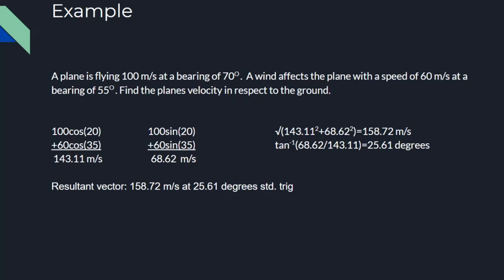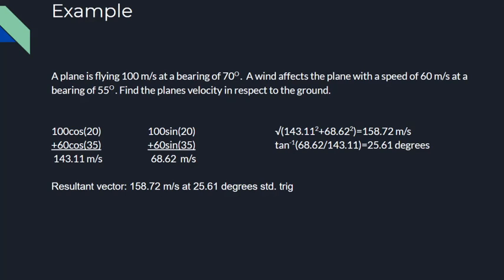So the first thing you want to do is calculate the standard trig of both of the angles. You do this by taking the bearing values of 70 and 55 and subtracting them from 90, giving you 20 and 35 degrees respectively. Now you're going to want to break them off into the horizontal and vertical components. So for the horizontal components, you will have 100 cosine 20 plus 60 cosine 35, and that will give you 143.11 meters per second for your horizontal value. You'll want to do the same for the vertical values, but using sine instead of cosine. So you get 100 sine 20 plus 60 sine 35, which gives you 68.62 meters per second.